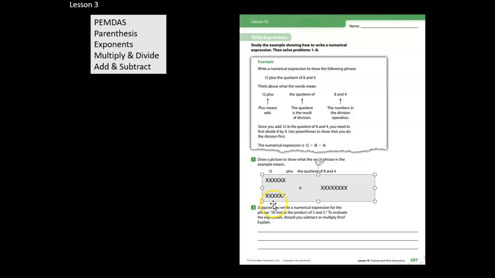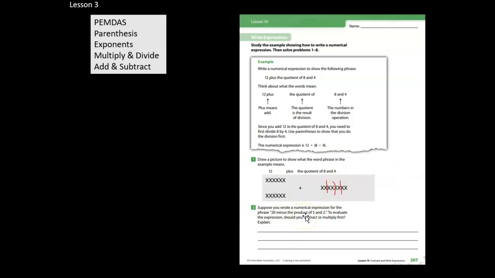I did 12 plus the quotient of 8 and 4, which means 8 divided by 4. So if I did 8 divided by 4, I can actually just divide 8 and draw my lines. 8 divided by 4 is 2. Each one's in groups of 2. So it would be 12 plus 2. So I would get 14.